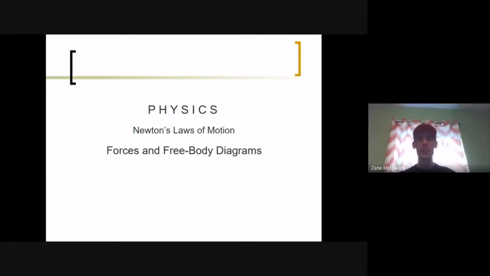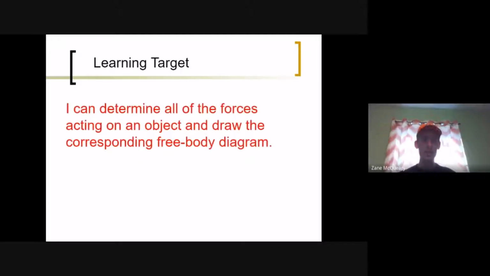Today's lesson is part of our unit on Newton's laws of motion and forces, continuing today with forces and free body diagrams. The primary objective today is not only determining the forces that are acting on an object, but also being able to draw those free body diagrams to help visualize what's going on.